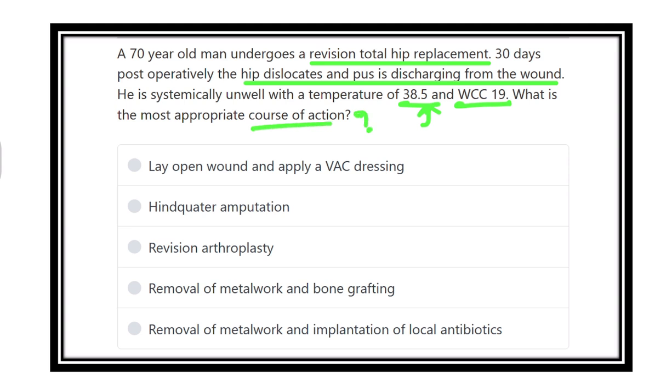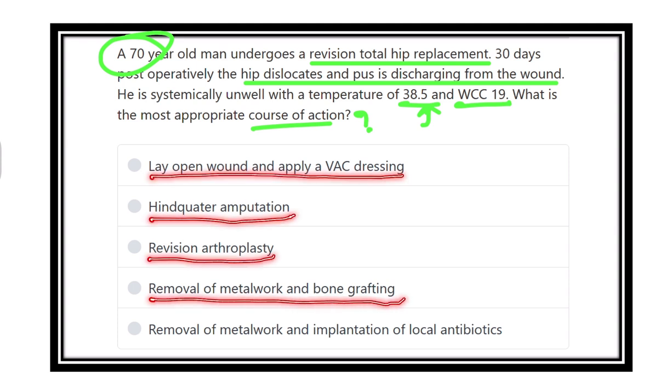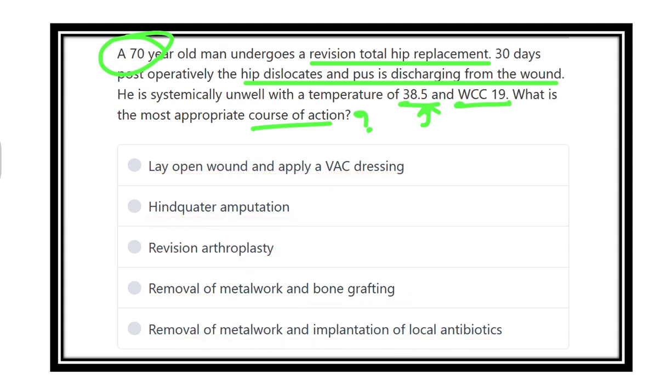That means a 70-year-old man, who is very old, undergoes total hip replacement, but 30 days post-operatively an infection develops in this area. So what can we do here? The options: lay open the wound and apply a vac dressing, hindquarter amputation, revision arthroplasty, removal of the metalwork and bone grafting, or removal of the metalwork and implantation of local antibiotics. So what may be the option?